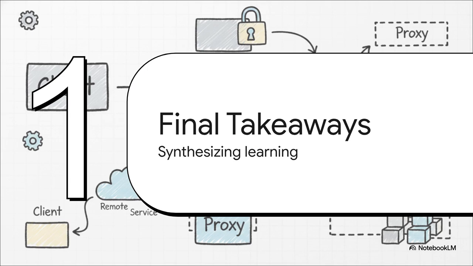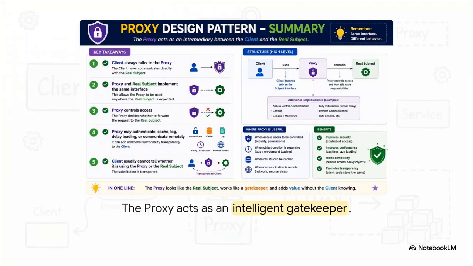Final takeaways. To summarize all of this, the proxy works exactly like the real object to the client. Because remember, they share the exact same interface. The client is just blissfully unaware that it's communicating with an intermediary. Meanwhile, our proxy is secretly acting as an incredibly intelligent gatekeeper, adding immense value. We're talking lazy loading, security, caching, logging, and it's doing it completely in the shadows. It promotes transparency while drastically improving both security and overall system performance.